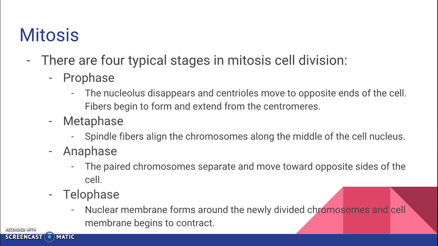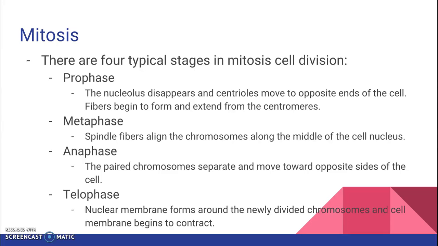will move to the opposite ends of the cell, the nucleus within the cell, really. And then fibers will actually begin to form and extend from the centromeres. And the centromeres are those centralized parts of the chromosome. And those fibers are actually what's going to pull the chromosomes apart.